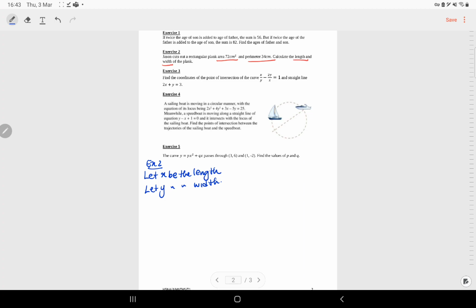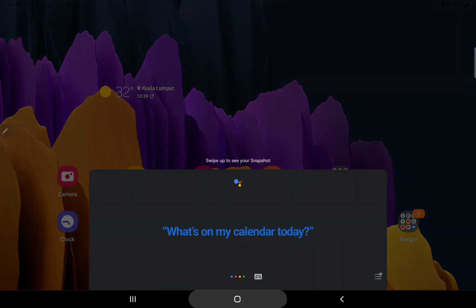So now what are my equations here? I'm not given them, but I'm given two pieces of information. Well, how do I find the area of a rectangle? You have a rectangular plank. They tell you that the area is 72 centimeters squared and that the perimeter is 34 centimeters. So how do I find the area of a rectangular plank? It's basically length times width, and if my length is x and my width is y, I will have an expression.